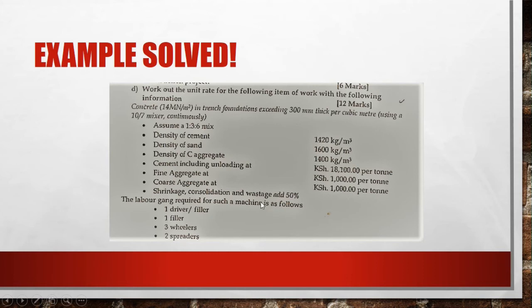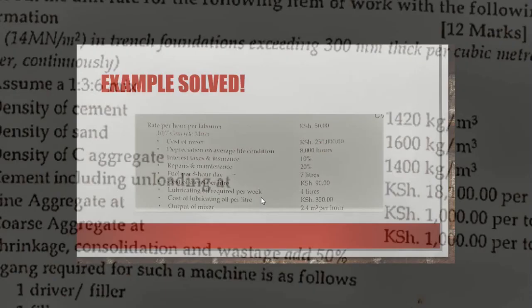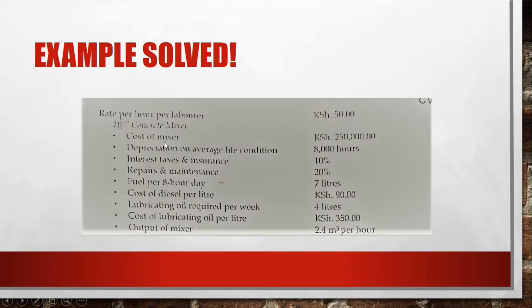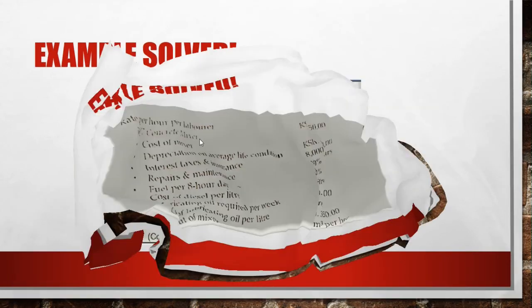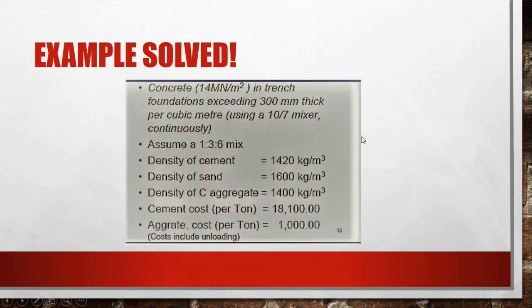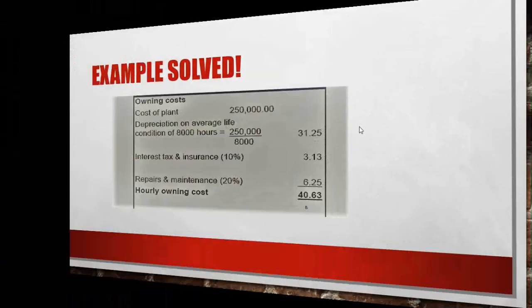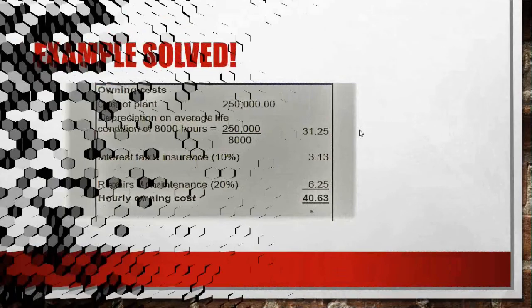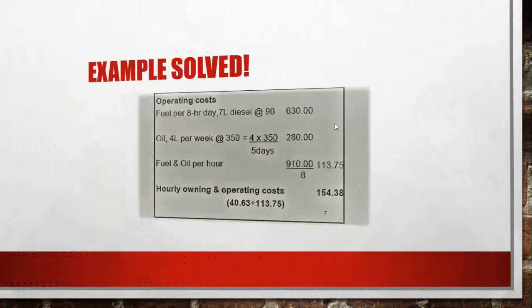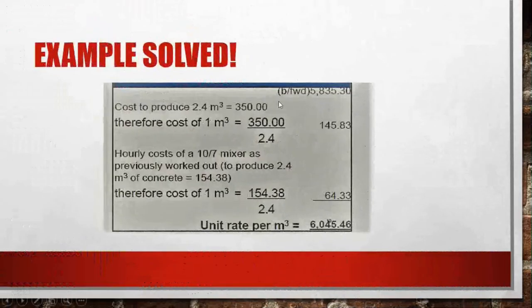So the rate at which these workers are paid is given here, being the rate per hour per labor is 50. So if you multiply 7 by 50, you're going to get its value here, which is 350. The cost being paid to the laborers per hour.